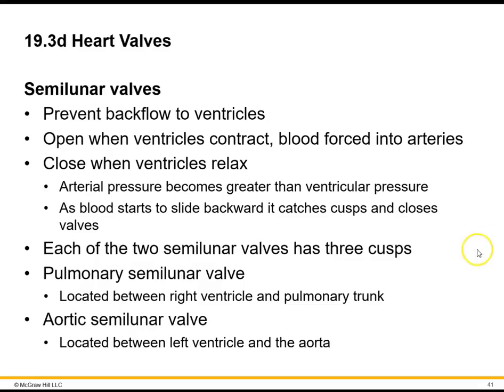Each of the 2 semilunar valves has 3 cusps. Remember, there's the pulmonary semilunar valve located between the right ventricle and the pulmonary trunk, and there's the aortic semilunar valve located between the left ventricle and the aorta.